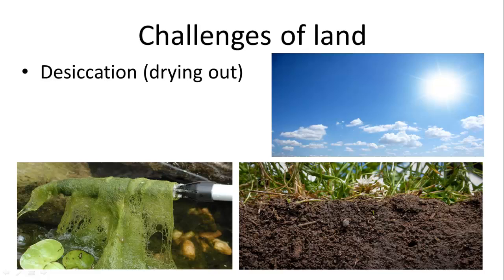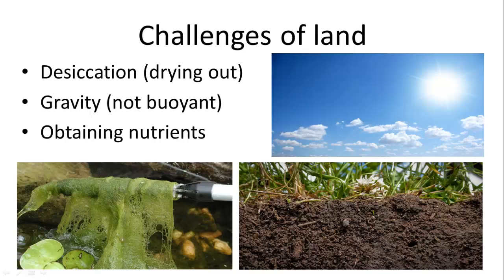And so as they evolved for life on land, they had to evolve specific structures or components to deal with the challenges of land. So one of them is desiccation, or drying out. The other is that they are no longer buoyant in water, and so they have to have some sort of structure to counteract the effects of gravity. And finally, they have to obtain nutrients. So they were surrounded by nutrients in the water, but now there's not as many nutrients in the air, so they have to find a way to access nutrients.